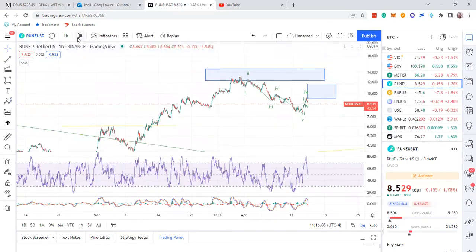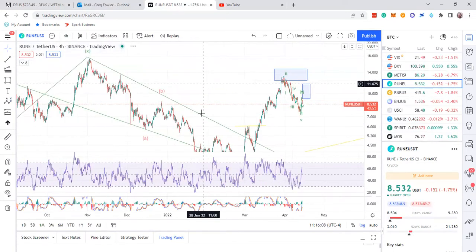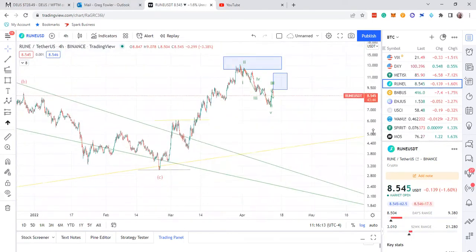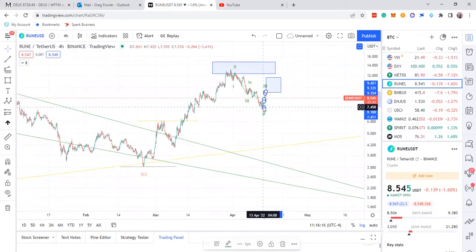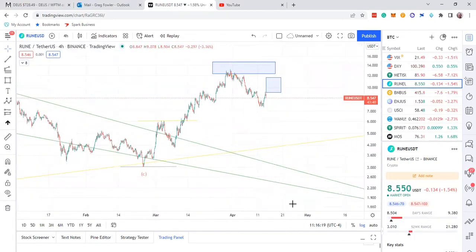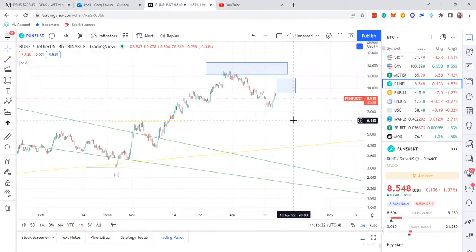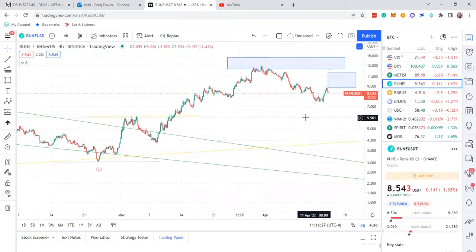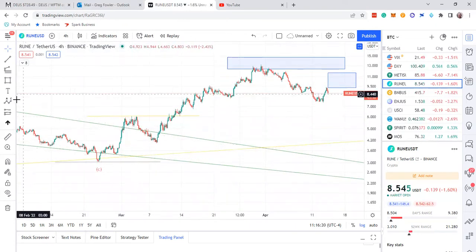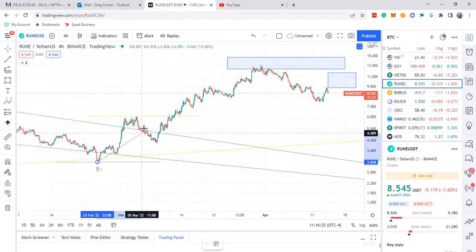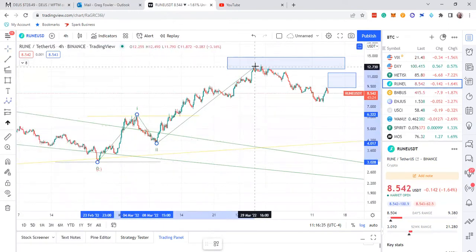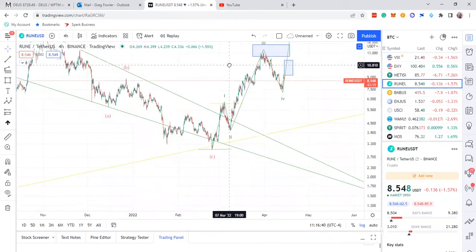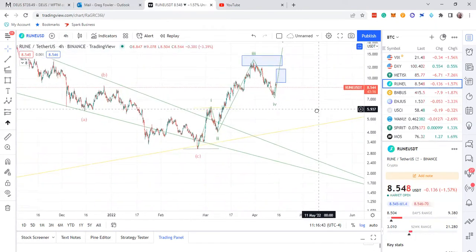And then the other thing is, let's just take a look at the structure. Let's take a look at Rune's structure. Let me take all this off right here. Let's take a look on the 4-hour. You see, if we call this 1, 2, 1, 2, 3, and over here's 4, and up for 5. You take a look at that wave. You see that 4.